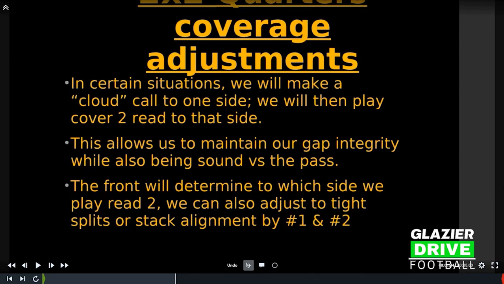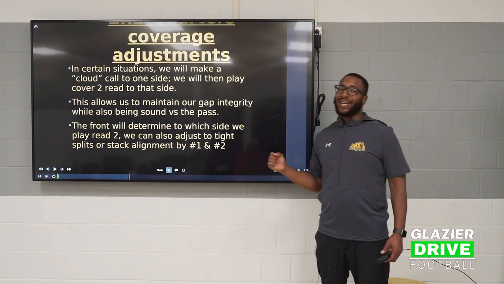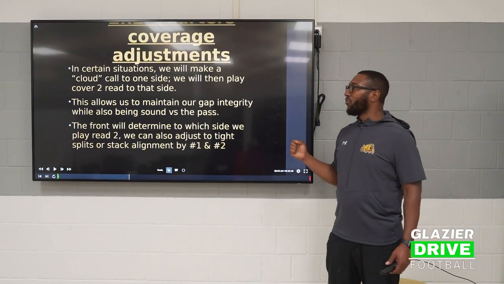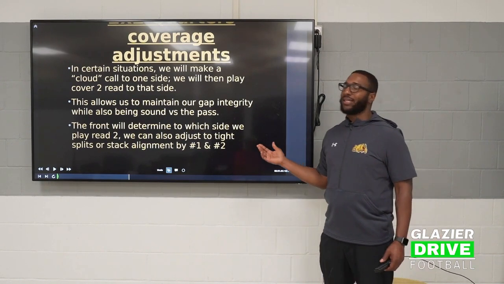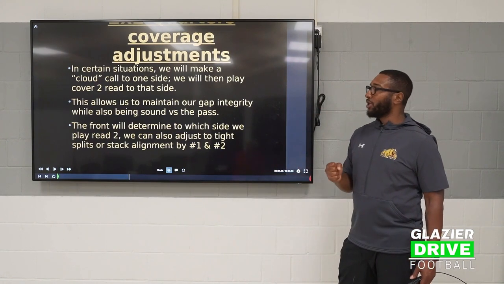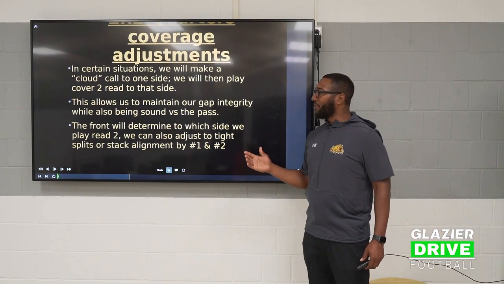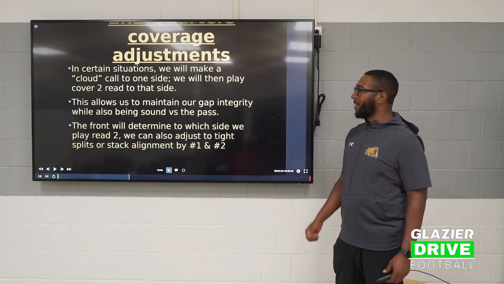So basically, if that number 2 is detached so far that backer cannot realistically be responsible for an inside gap and take 2 to the flats, then what we'll do is we'll cloud that side. Now that backer becomes a curl player. The corner is now the flat player to that side, and the safety now is playing over top to that side.